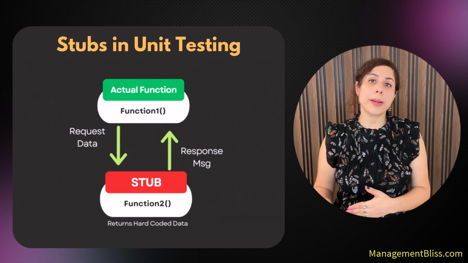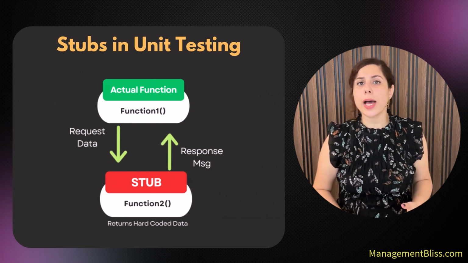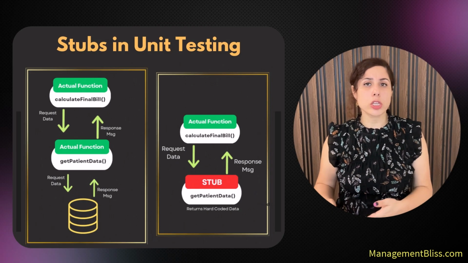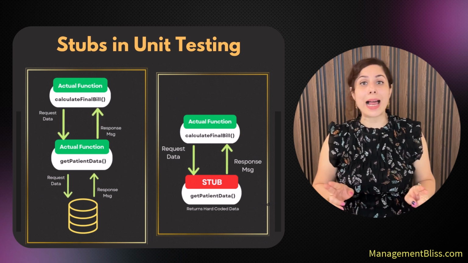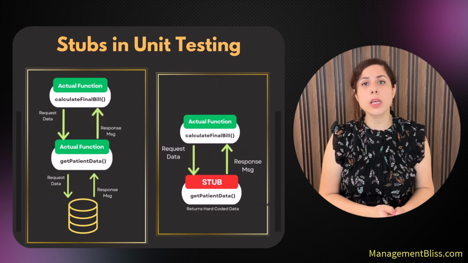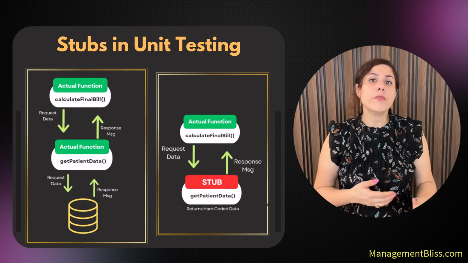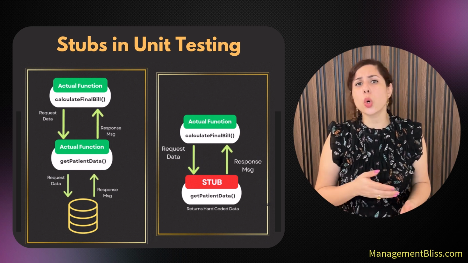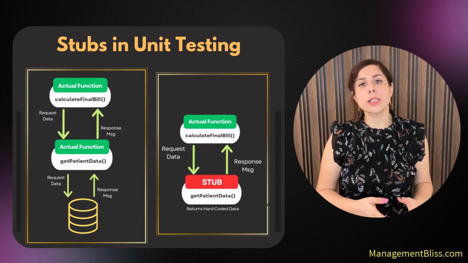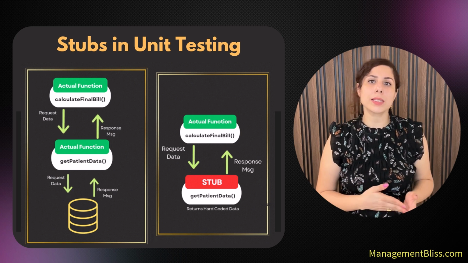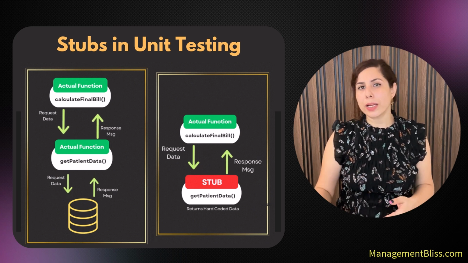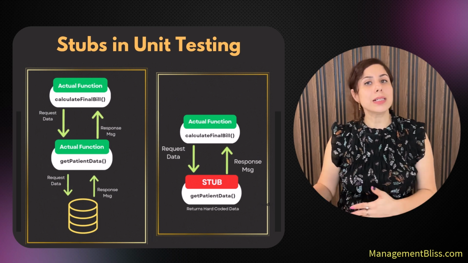It helps remove the dependencies when testing a unit so that one can test one part without worrying about the rest. For example, in our hospital management system, imagine the calculate final bill function that needs to pull patient data from a database to apply specific discounts. When you're writing unit tests, you don't want to depend on the actual database. So you create a stub that returns the preset data. This way, the stub acts like the database but with fixed values, letting you test the billing function without relying on the real database.